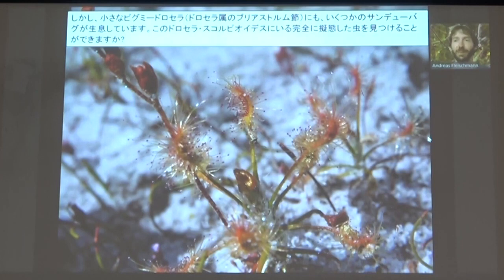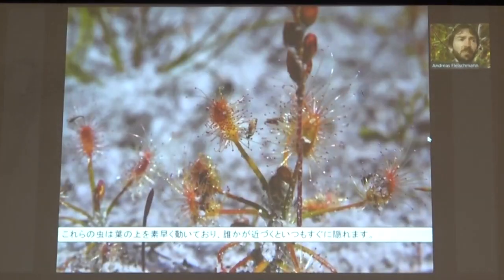But also on the small pygmy Drosera, where you wouldn't think that anything is living on them, you can find the sundew bugs. Here on Drosera scorpioides, for example, can you see the small bug here? Usually you can see them when you approach the plant because then they are moving. And these bugs, as I said, are perfectly camouflaged, so they usually have the same coloration as the Drosera has. If there's even only a slight shadow of the photographer, they usually hide in the center of the plant or on the back of the leaves.